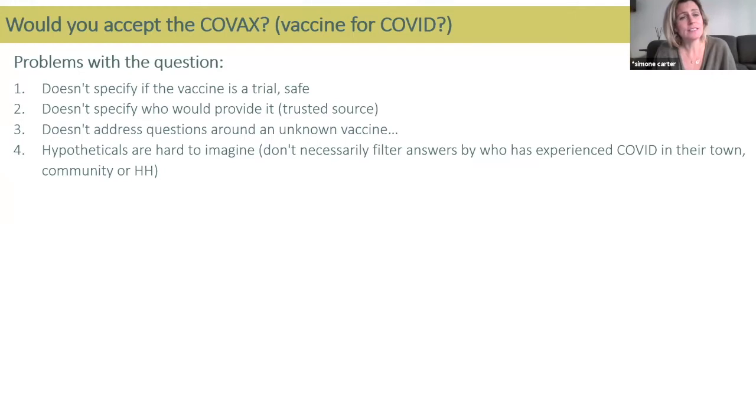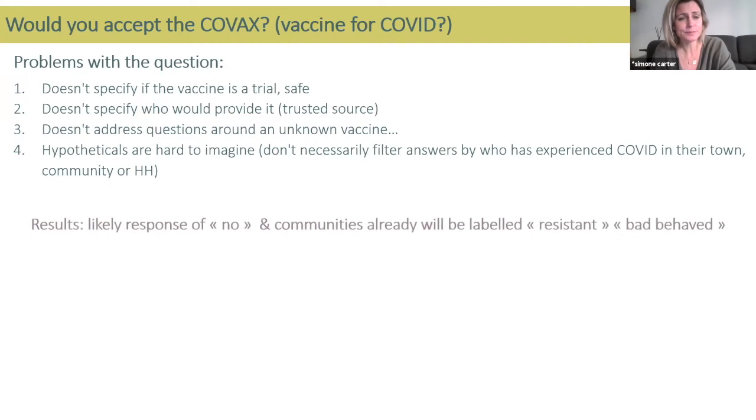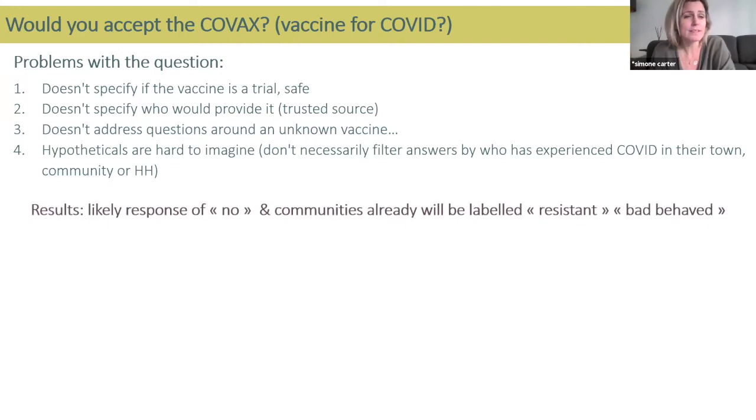The other thing that it doesn't allow you to do is filter the answer by who's experienced COVID. So somebody might be more likely to say, yes, I accept the vaccine if COVID had been in their town or their household or their community versus an area where they had never seen COVID. So those other factors are really important. So the results of asking, would you accept COVAX, are likely to respond no, and communities may be labeled as resistant and badly behaved. And this will immediately change how we engage with communities.